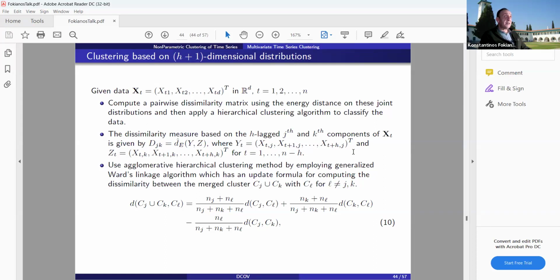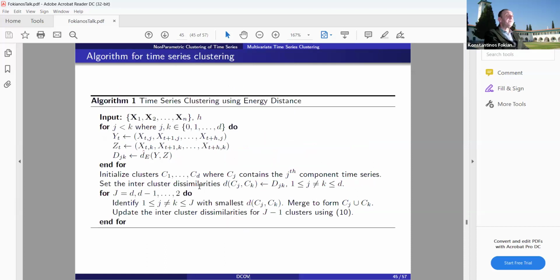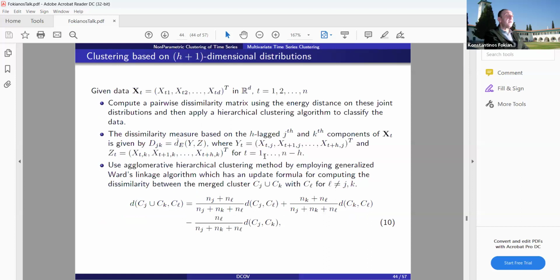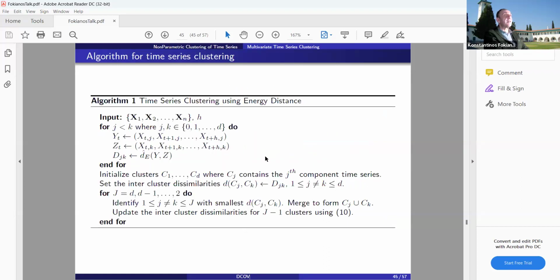So we can consider this vector and this vector, and calculate the similarity between Y and Z, and we can form the matrix that we want. Then we can use agglomerative hierarchical clustering using Ward's linkage algorithm. So we define this Y, this Z, we initialize clusters, and based on the steps of Ward's linkage algorithm, we finally end up with a clustering.